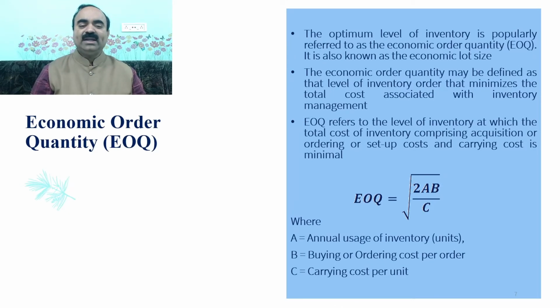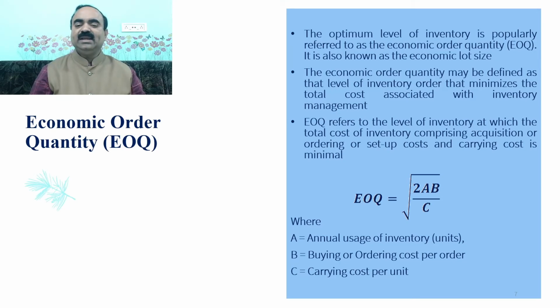Economic order quantity, EOQ. The optimum level of inventory is popularly referred to as the economic order quantity, shortly known as EOQ. It is also known as the economic lot size. The economic order quantity may be defined as that level of inventory order that minimizes the total cost associated with inventory management.